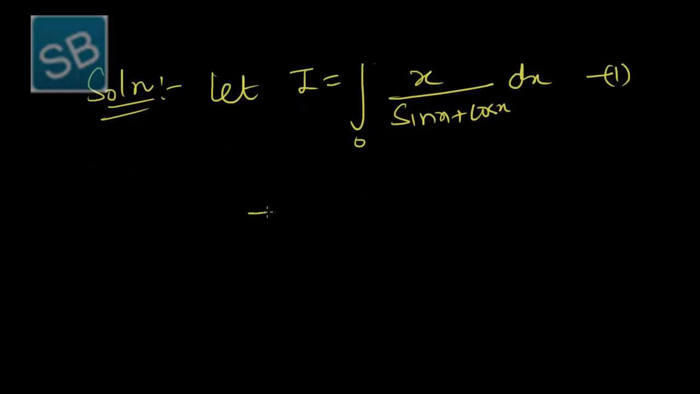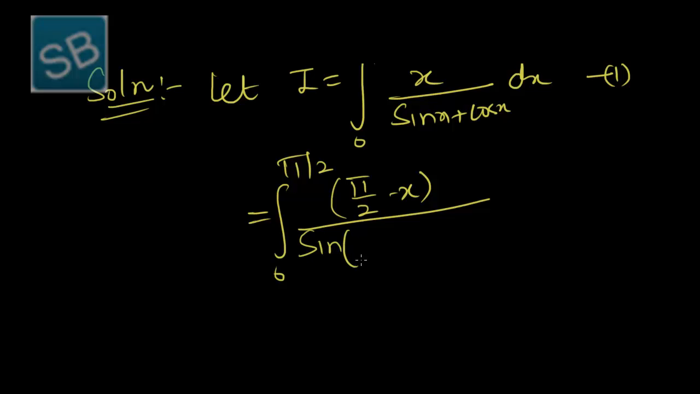So by using the property, replacing x by a minus x, that is from 0 to pi by 2, it becomes pi by 2 minus x over sin of pi by 2 minus x plus cos of pi by 2 minus x.